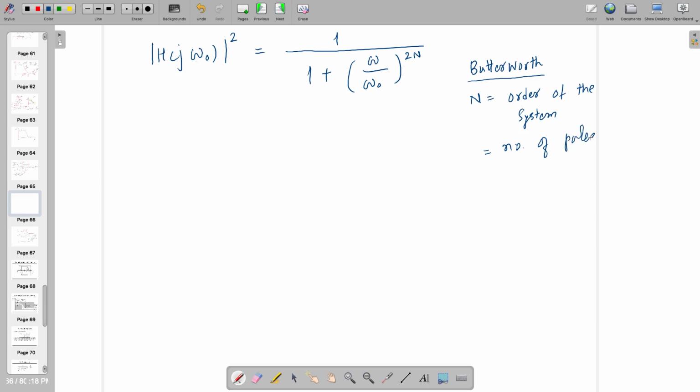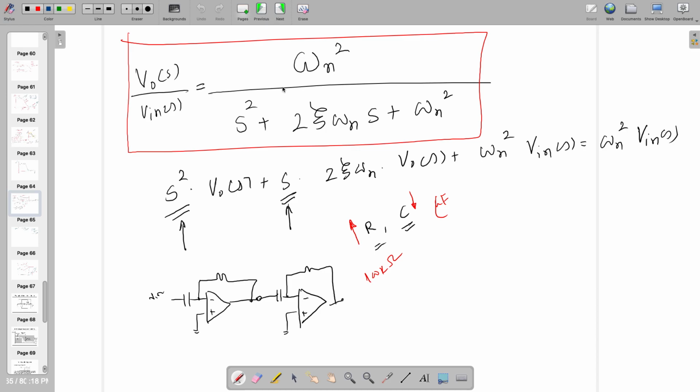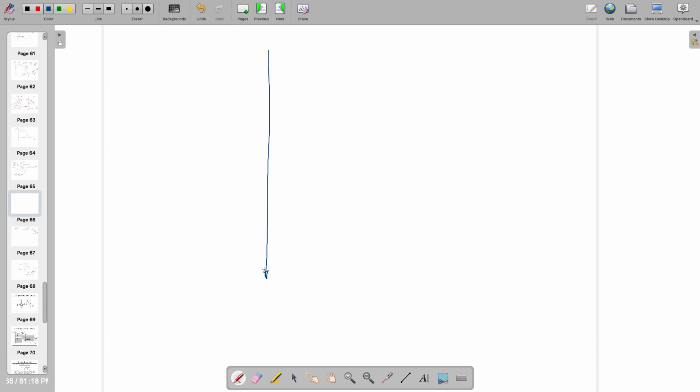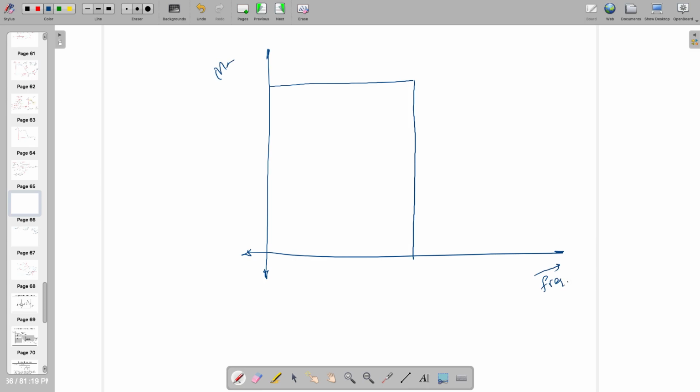Right now, the function is normalized to omega 0, where omega 0 is the center frequency. If you want to relate it, this is the ideal low pass filter which I am expecting, but this is not possible to get. In reality, if you are going to have just a second order filter, then what you are going to see is something like this.